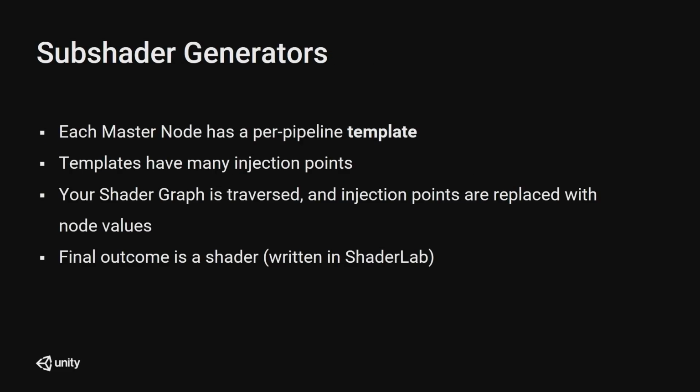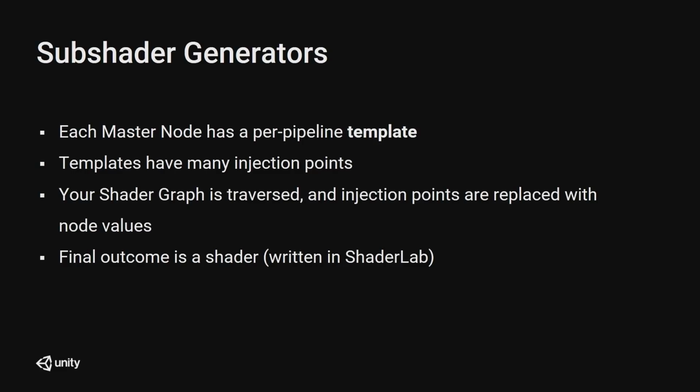And that's because each master node actually has a different template per render pipeline, which is used by the Subshader Generator. Each template contains numerous injection points, which will vary based on the master node and the render pipeline settings. When the Subshader Generator is kicked off, your shader graph is traversed, beginning with the master node. Injection points are then replaced with actual code based on the node function and values. The process may sound a bit heavy-handed, but it's actually executed fairly quickly.